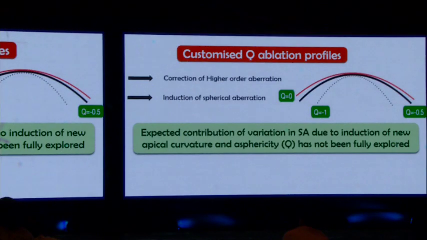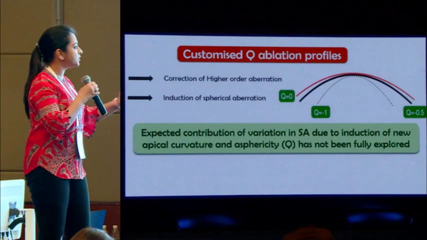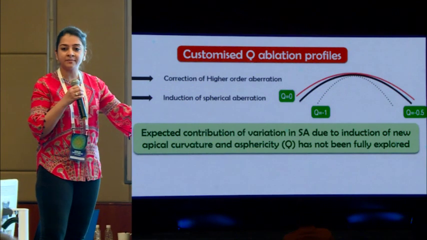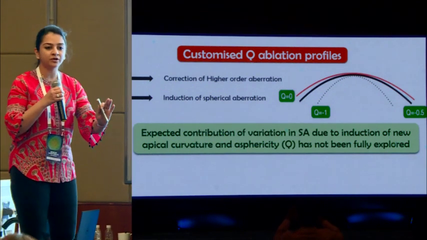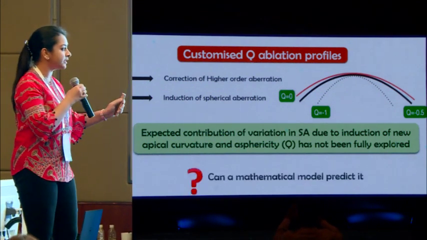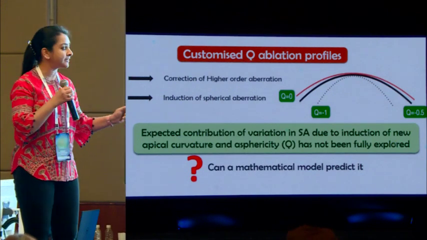We all know, and we all have been doing this customized Q ablation profile, that it can correct the higher order aberrations and induce spherical aberration. But the actual contribution of the change of spherical aberration with the sphericity is not known. There's not a proper nomogram for it. So is there a mathematical model that can predict it?